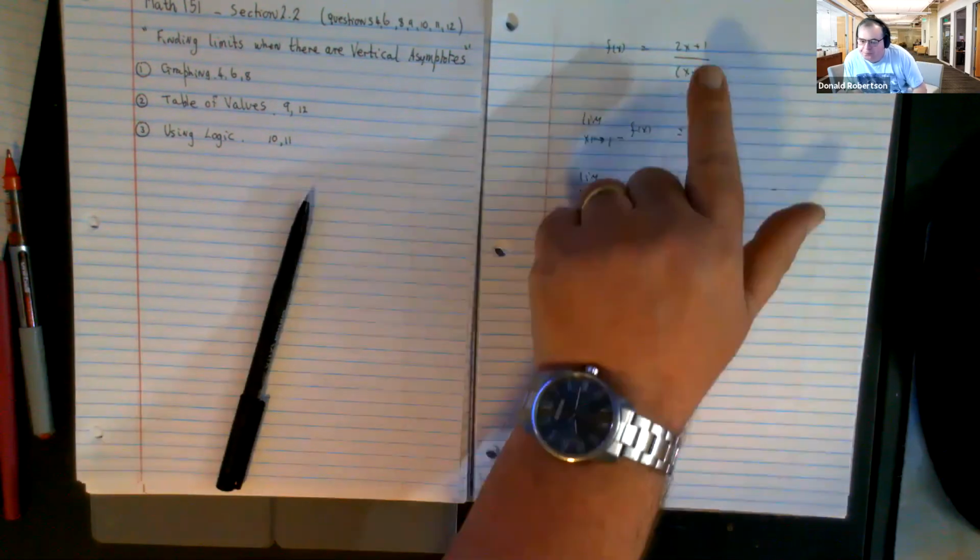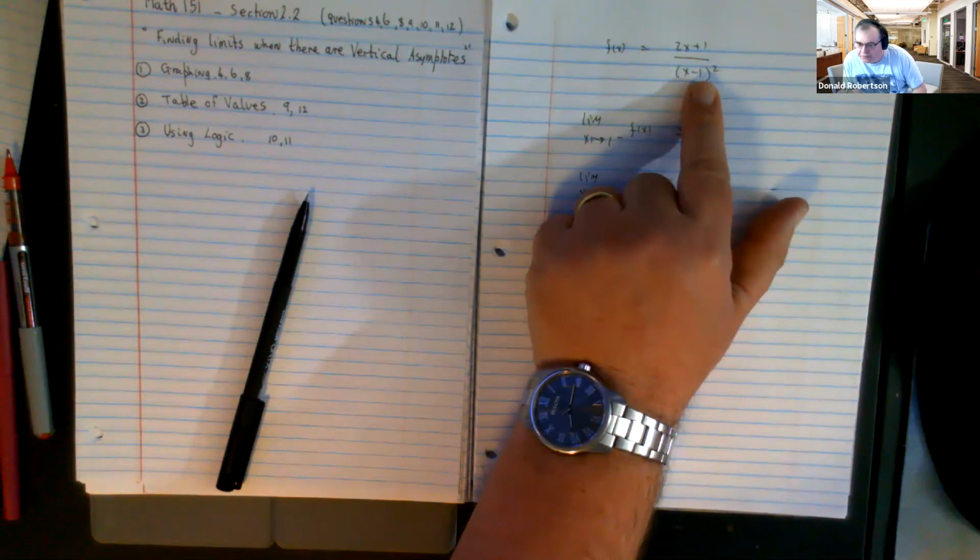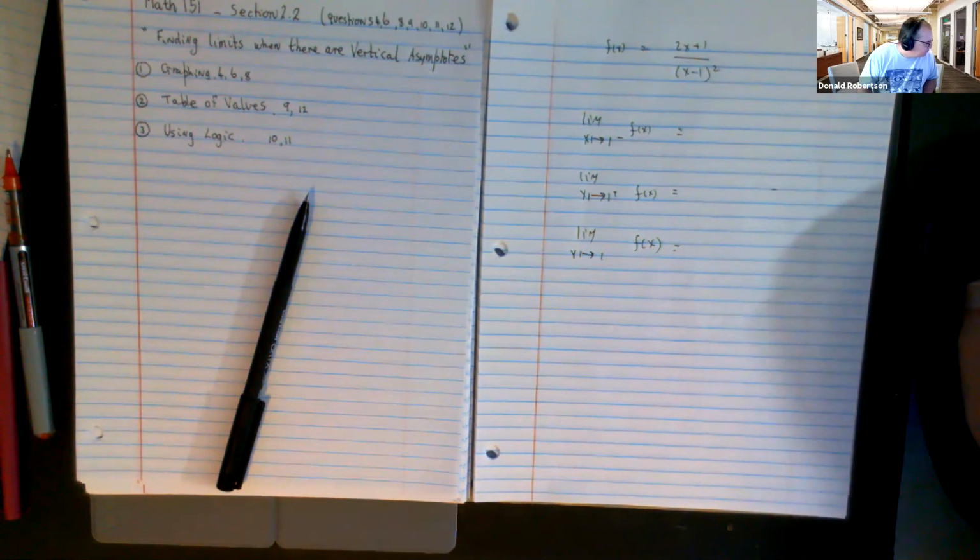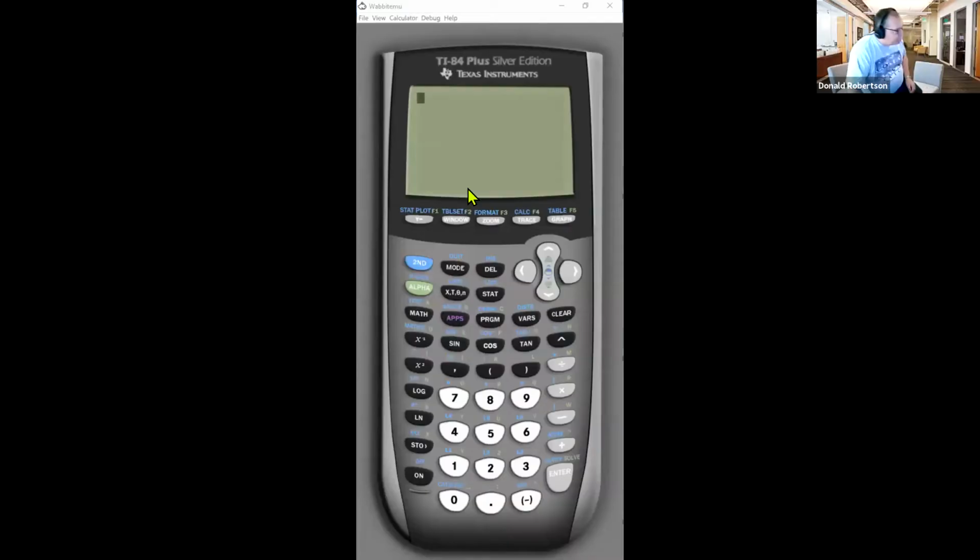Now, I don't have a graph, but I'm still going to do it graphically, and I just want to show you another way of doing it. What I got here is a TI-84 emulator. So you go y equals, put brackets around the top, which is 2x add 1, divided by x minus 1 squared.